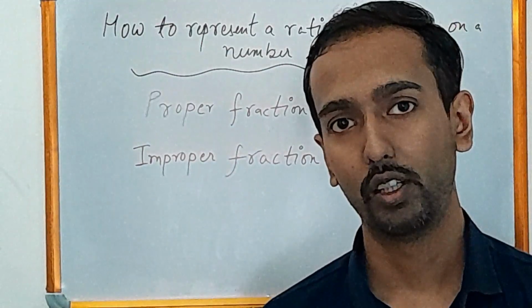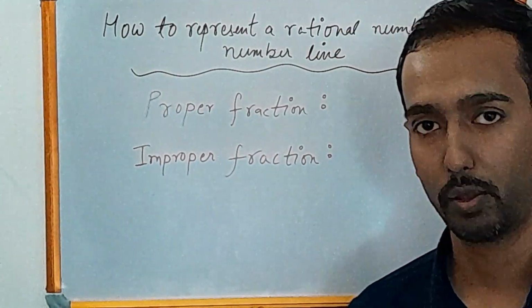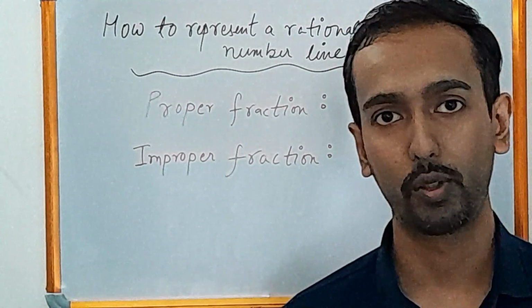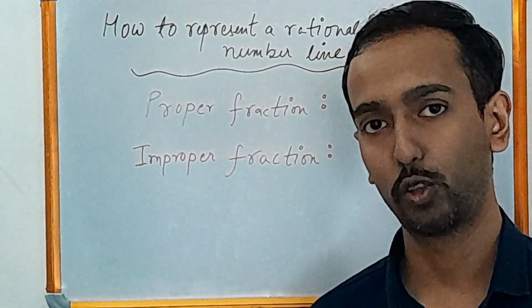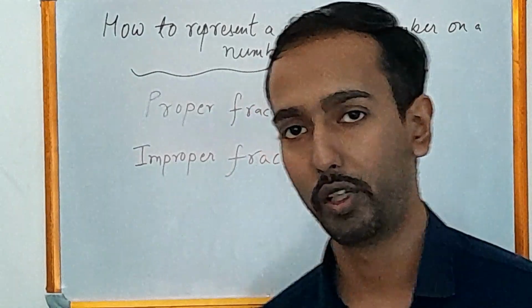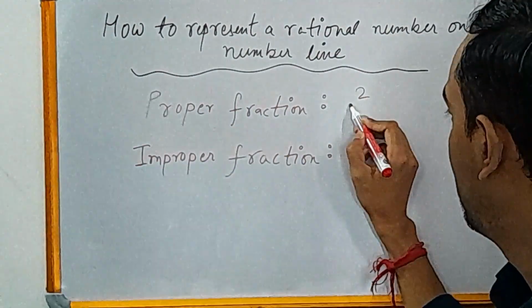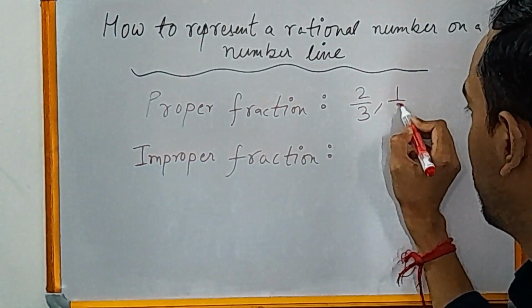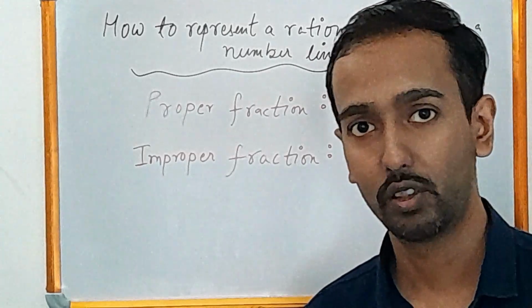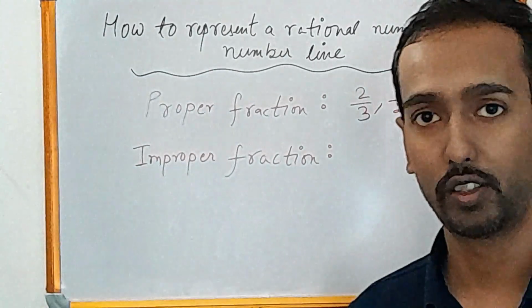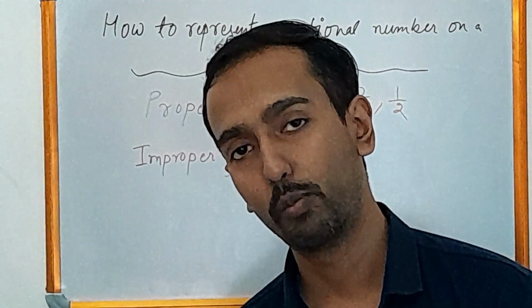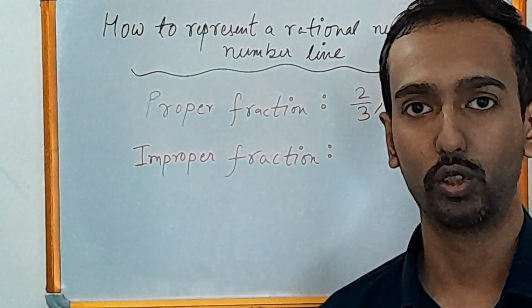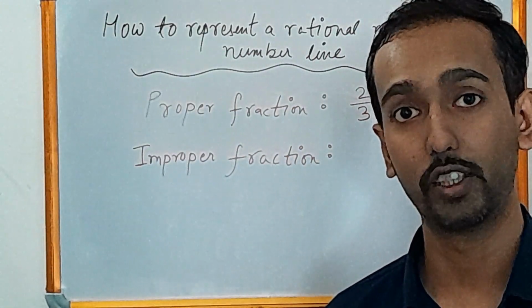Before taking a rational number, I want to teach you the concept of proper fraction and improper fraction. Proper fractions are those fractions where the numerator is less than the denominator. In each one of these fractions, we see that the numerator is less than the denominator. So these types of fractions are called proper fractions. And what are improper fractions? Those fractions where the denominator is less than the numerator.